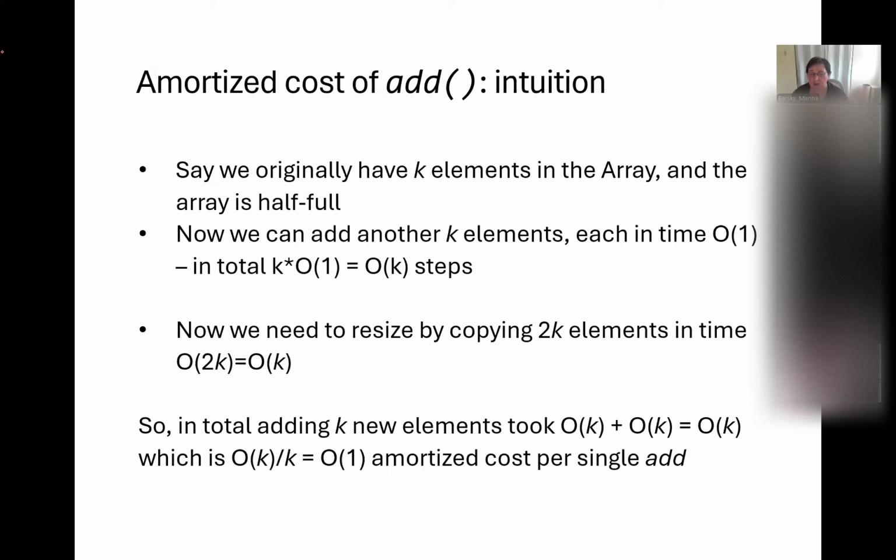Now I need to resize by copying 2k elements in time 2k, which is O(k) again, right? So in total, adding k new elements took O(k) plus O(k), which is O(k). See, we ignore the constants, right? 2 of O(k). So that means per each of k elements, it's big O of 1. To add k elements takes big O of k. That means on average per operation, it's big O of 1.